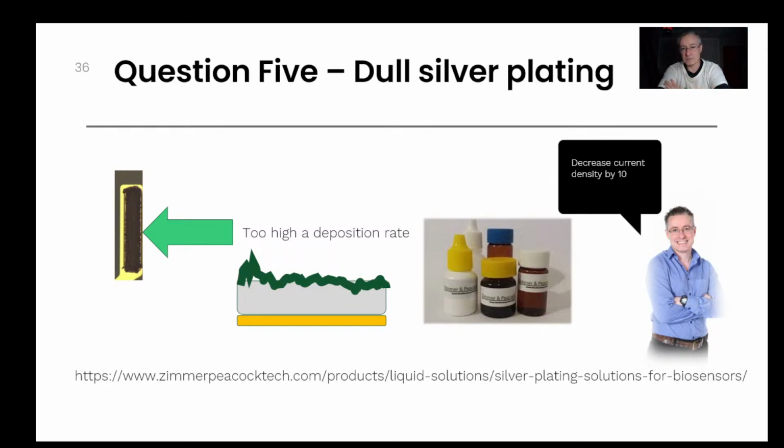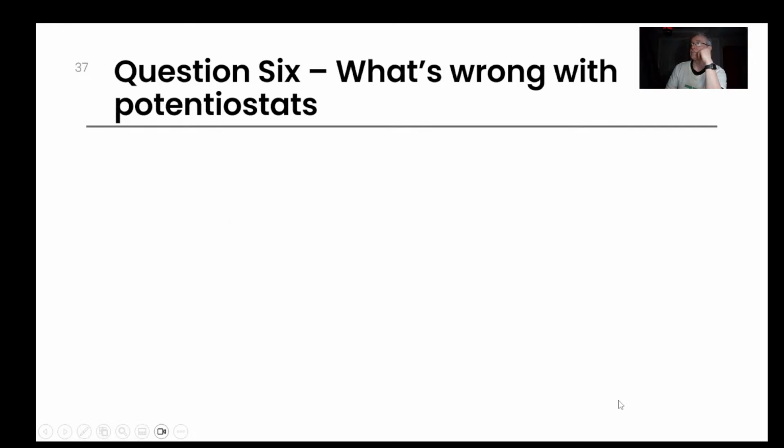Just out of interest, even if you get a rough surface in biosensing, that might be good enough to work as a reference electrode for you anyway. You don't necessarily need the aesthetics of a shiny surface, but if you do want the aesthetics of a shiny surface, then decrease the current density by a factor of 10 and see if that improves the situation.